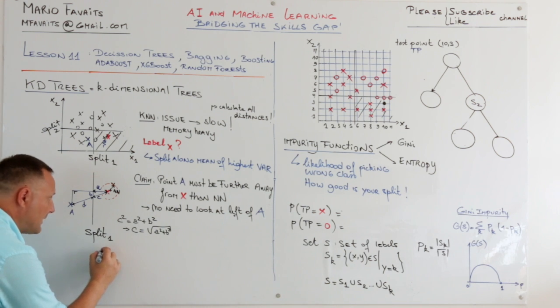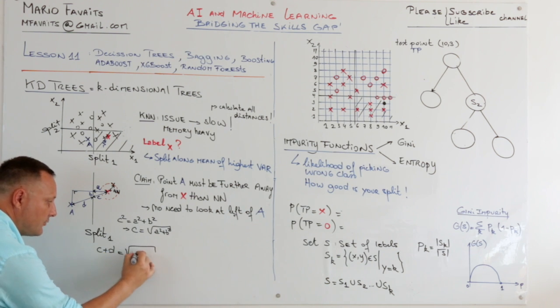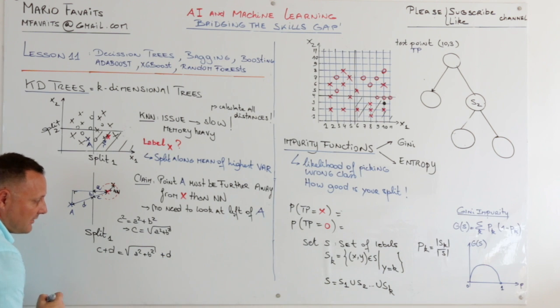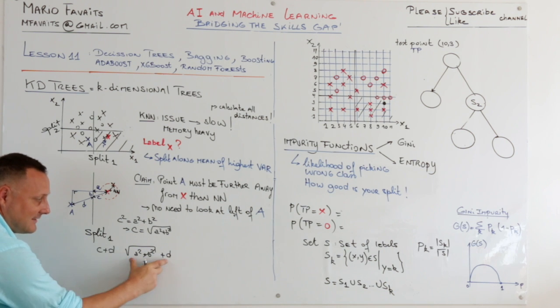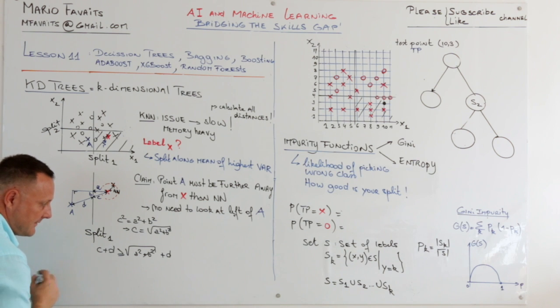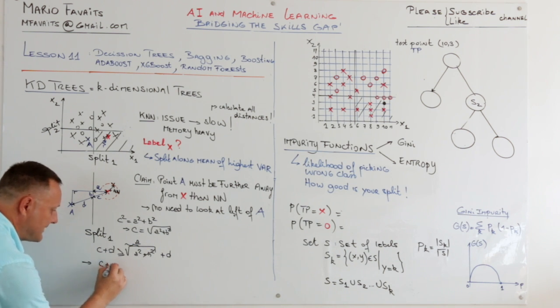Now, if we want to know what C plus D is, C plus D equals the square root of A squared plus B squared, plus D. What we're going to do now is eliminate the B squared. We made this one smaller, so this one is larger. And the square root of A squared is A. So that means that C plus D is larger or equal than A plus D.